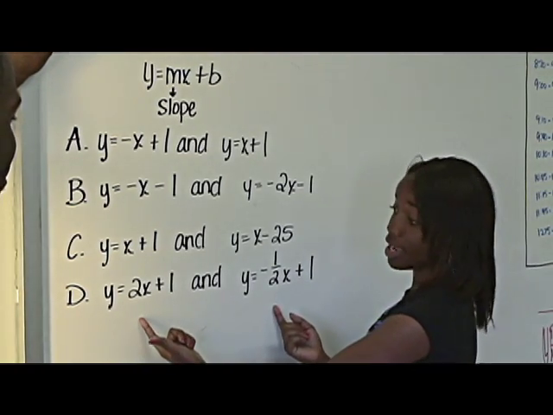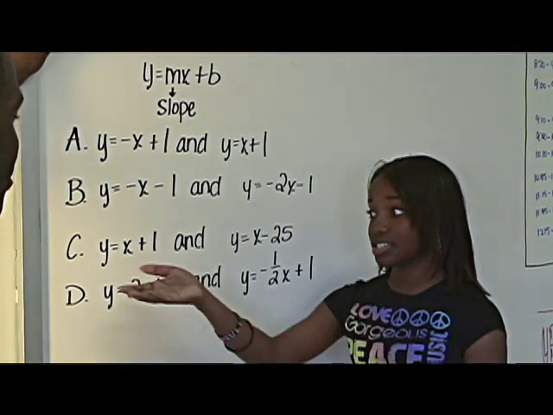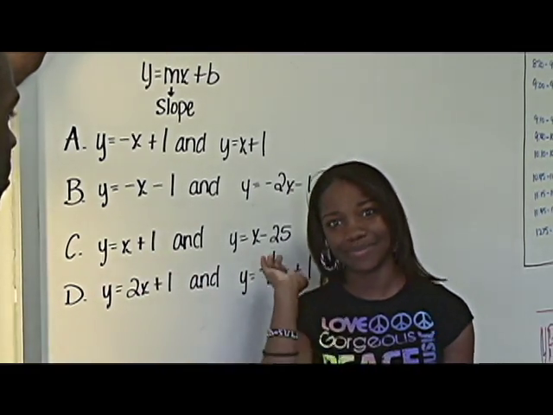And these two slopes right here are not the same, so your answer is C, because both of their slopes are the same, which makes them parallel.